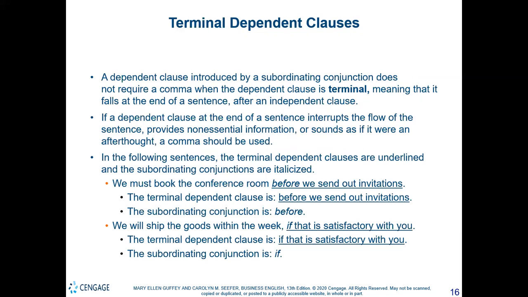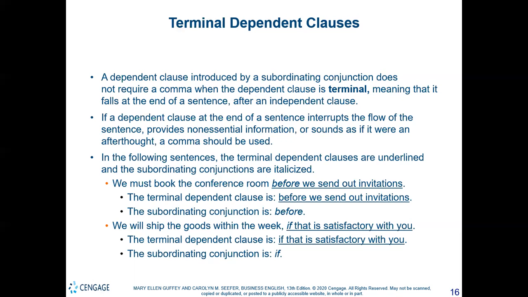Terminal dependent clauses. A dependent clause introduced by a subordinating conjunction does not require a comma when the dependent clause is terminal, meaning that it falls at the end of a sentence after an independent clause. If a dependent clause at the end of a sentence interrupts the flow of the sentence, provides non-essential information, or sounds as if it were an afterthought, a comma should be used.